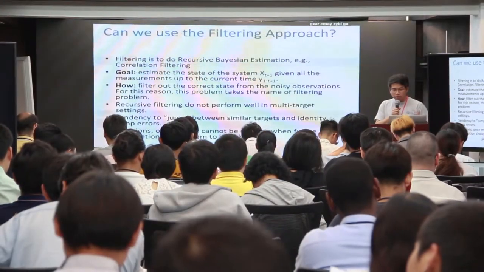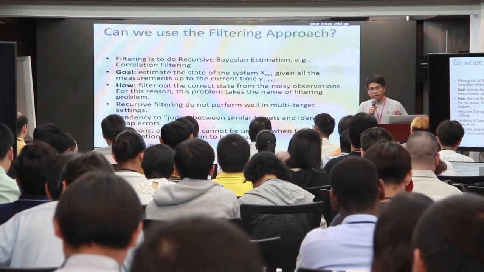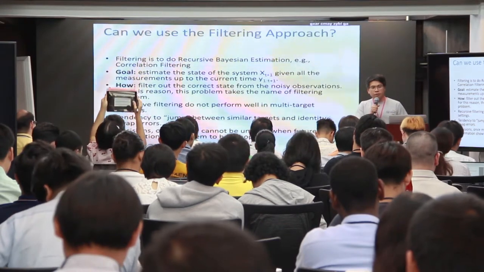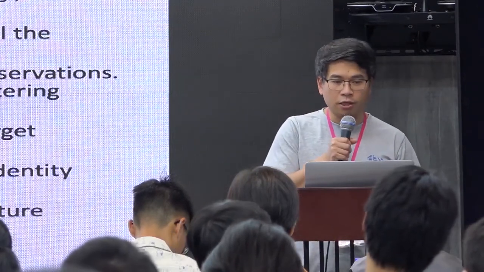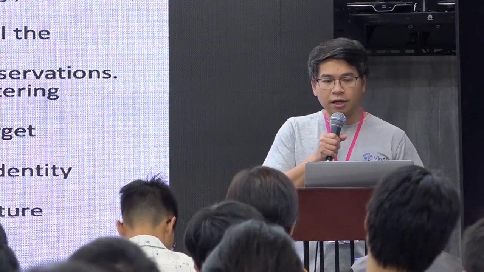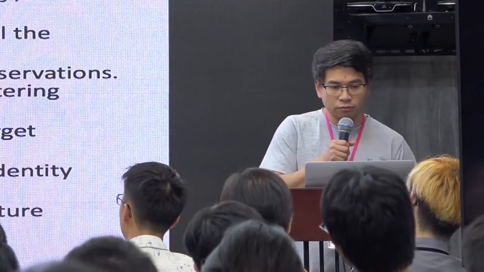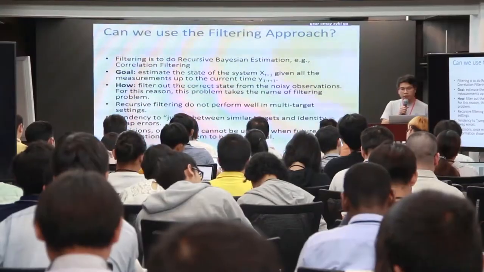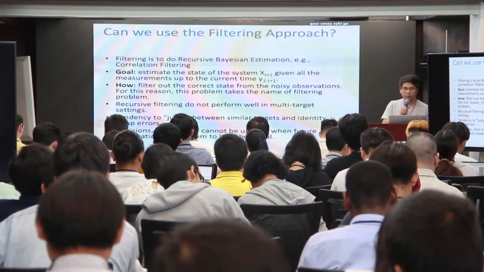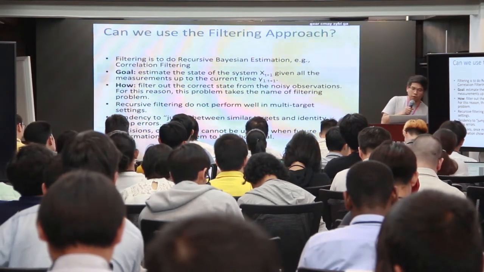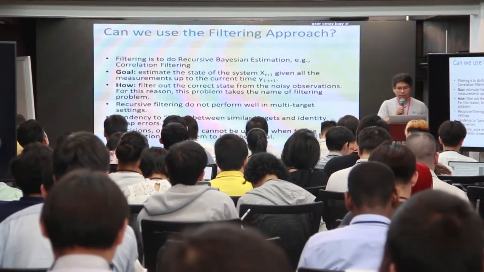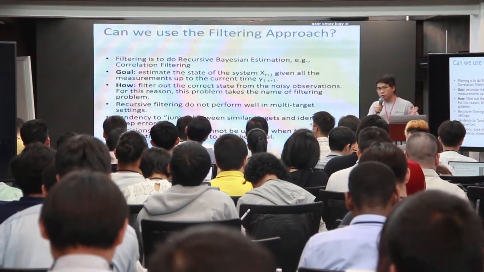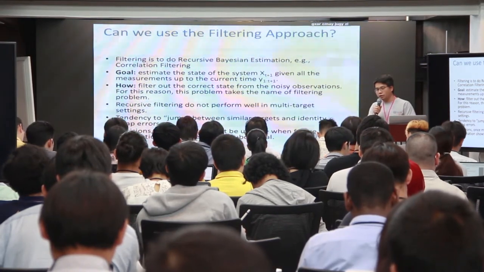So what can we do? The approach that I just told you about using correlation filtering is part of the filtering approach. Filtering means you do recursive Bayesian estimation. You have a model, and then you keep updating it given a new observation, a new frame. This term comes from signal processing. Essentially, you estimate the state of the system given all the measurements up to the current frame. Filter means filtering out the correct state from the noisy observation, which is where the name comes from. However, recursive filtering doesn't work well for the multi-target setting because there's a tendency to jump between similar targets and swap identities. And if you want to do real-time processing, you cannot look back and change it.